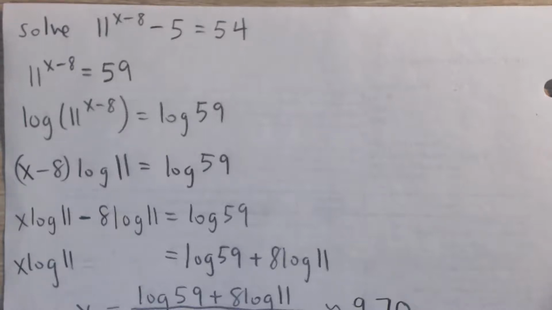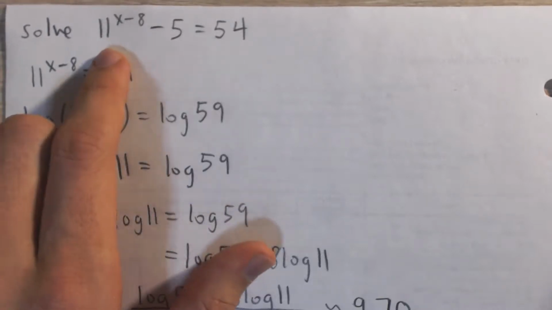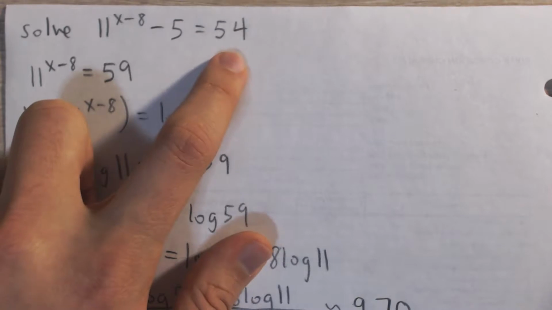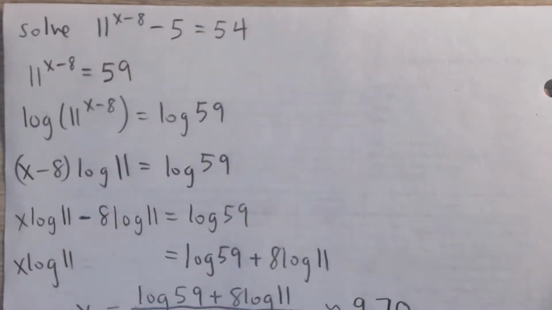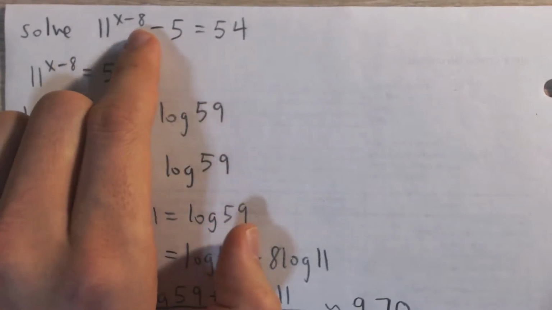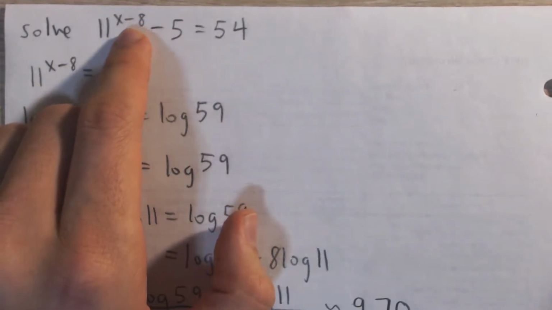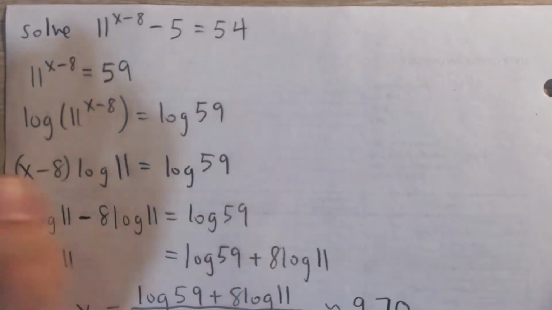Okay, so here we have to solve this exponential equation: 11 to the x minus 8 power, minus 5, is equal to 54. Now, your first thought might be to take the logarithm of both sides, and that's going to help get this x minus 8 from the power. Right, using the power law of logarithms, we can bring that down as a coefficient.